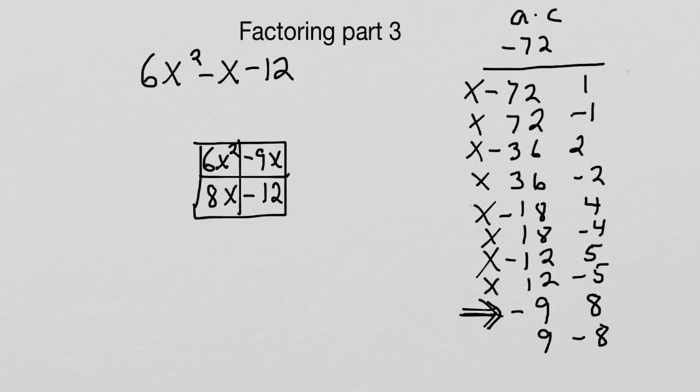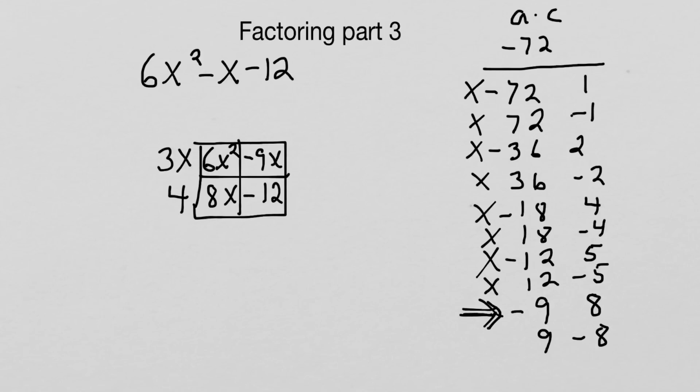I'm going to do the top row first. 6x and negative 9x. The largest number that you can factor out of both is a 3x. They both got an x in them. And you can factor a 3 into a 6 and negative 9. 8x and negative 12. It's going to be plus 4, positive 4.